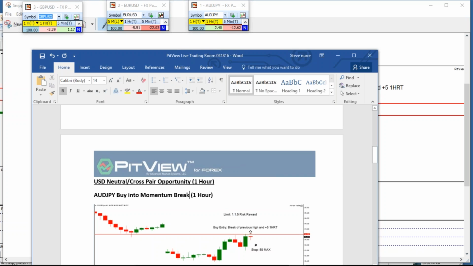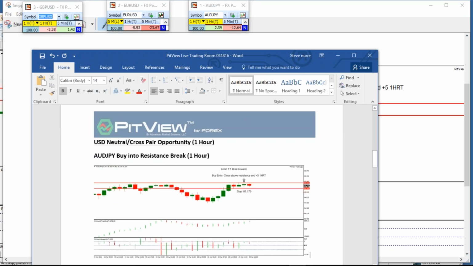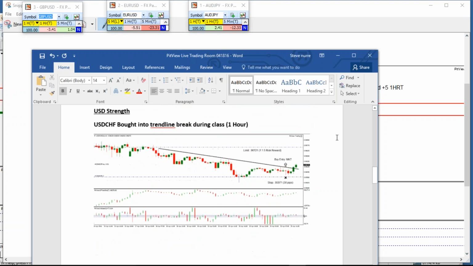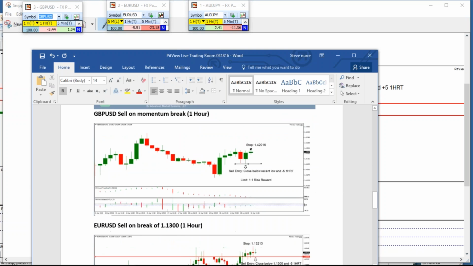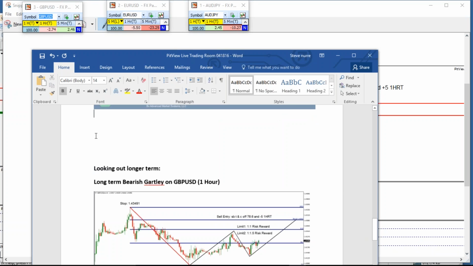There we go. You can call it momentum. It is a momentum opportunity. Resistance break. Bring some of these down. There we go.